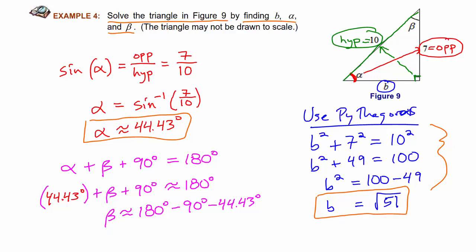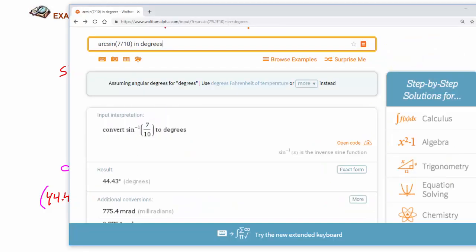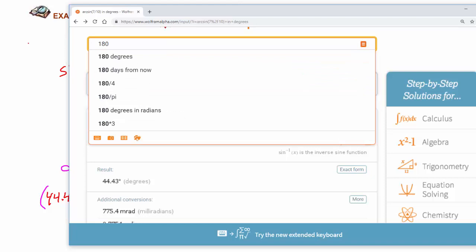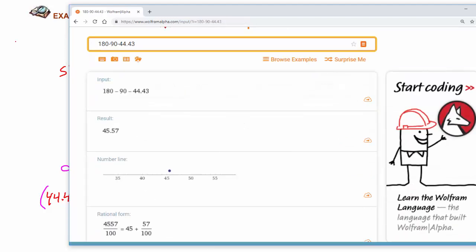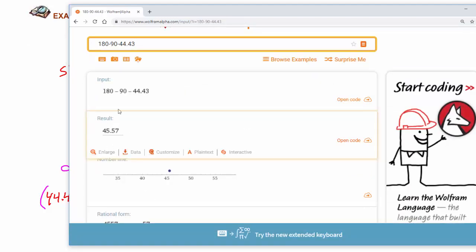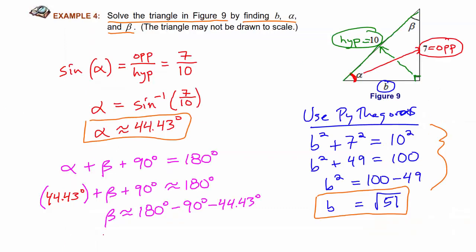And now we could go ask Wolfram Alpha again to do this calculation. 180 minus 90 minus 44.43, and we get 45.57. So beta is approximately 45.57 degrees. And this is our third angle. And now we found the three unknown values in the given triangle.